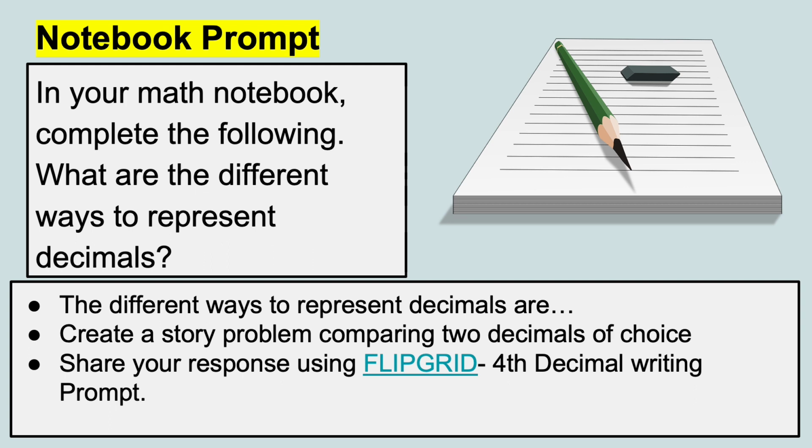In closing this lesson, students will be able to respond to prompts in their math journals. What are the different ways to represent decimals? Students will be encouraged to write or create a story problem comparing two decimals of choice using real life experience. And also, children will be able to share their response using Flipgrid, titled Fourth Decimal Writing Prompts, in their journal. The Flipgrid would allow the students to record their responses in order to communicate and collaborate. This will foster group cooperation skills.